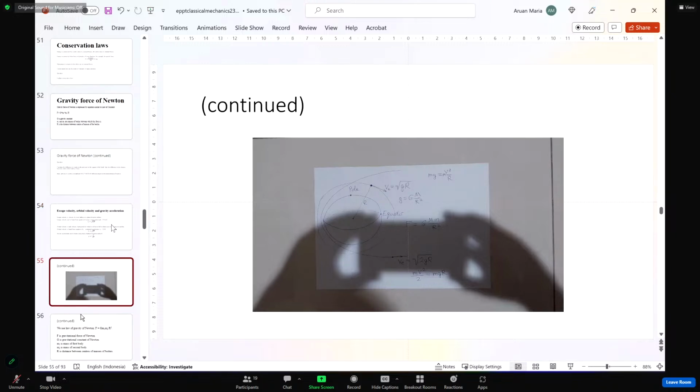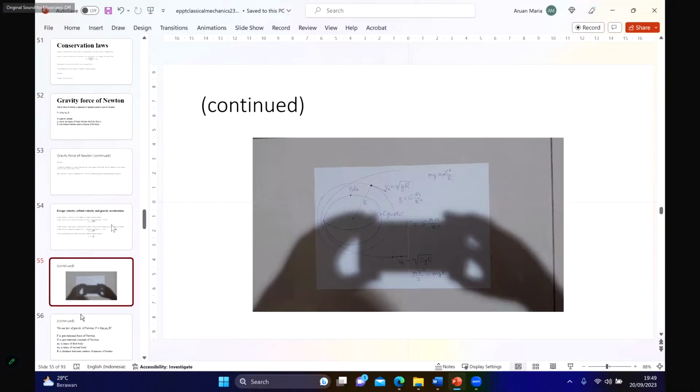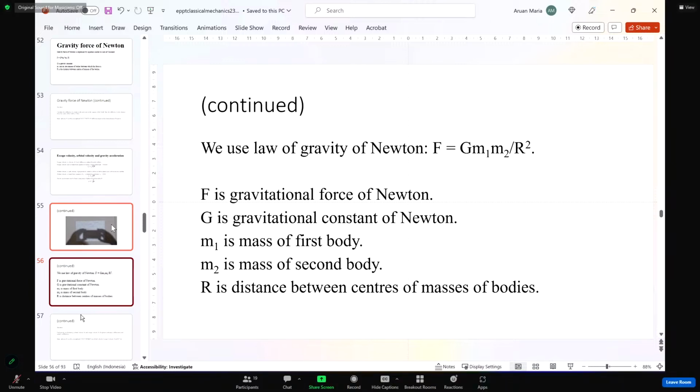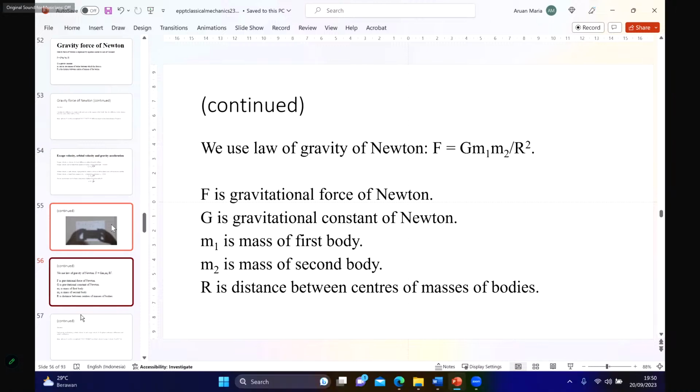Okay, slide number 55 gives you the picture and the equations. And slide number 56, we use the law of gravity of Newton. So I showed it to you before, so it's here again. F is the gravitational force of Newton. G is the gravitational constant, which is 6 times 10 to the power of negative 11, and then adjust the units. M1 and M2 are masses of the bodies, and R is the distance between the centers of masses of the bodies.